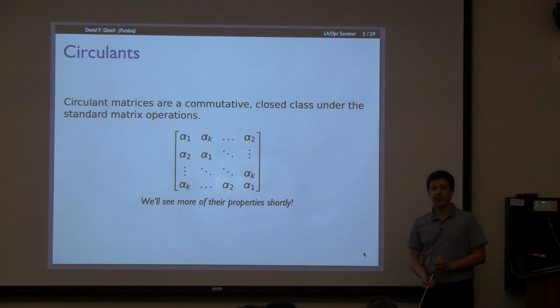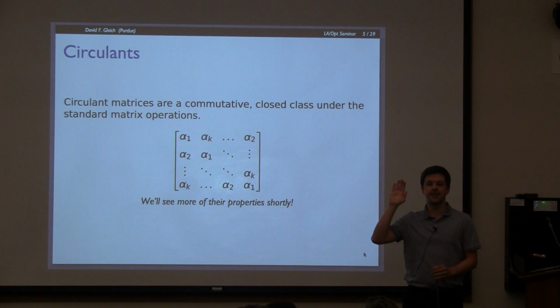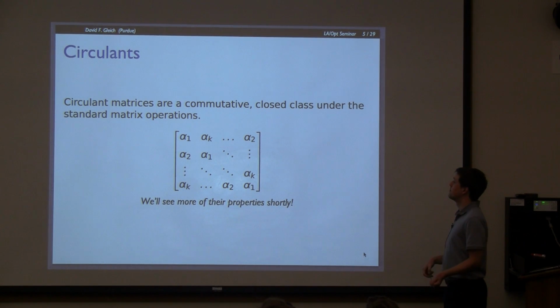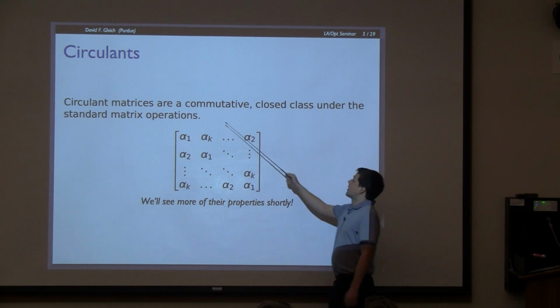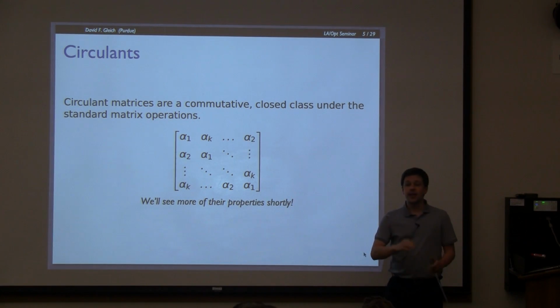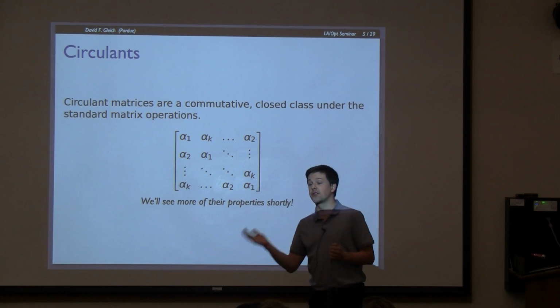Quick primer on circulant matrices. Just a quick show of hands. How many people have seen these things before? Okay, so this is a quick review for most of you. So these are a commutative closed class under standard matrix operations. If you take circulant matrices, you multiply them, you get another circulant. If you add them, you get another circulant too.